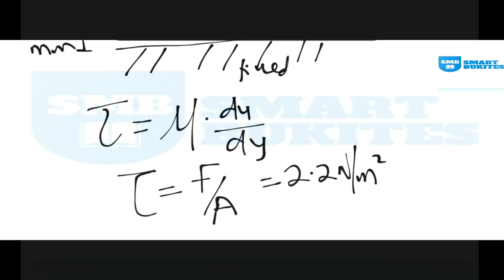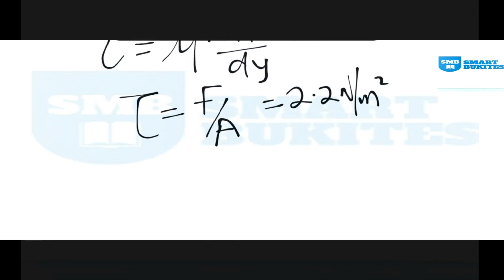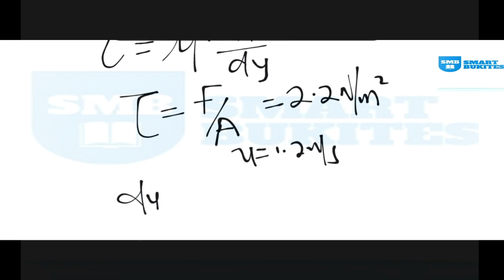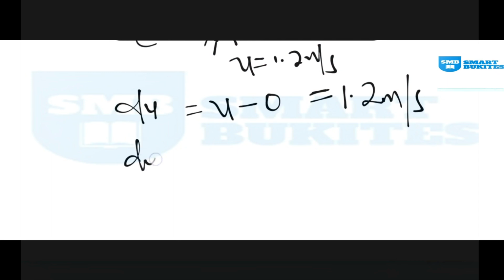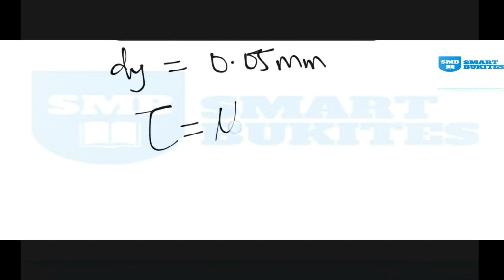Also, we are given the velocity at which the fluid is moving, that u is equal to 1.2 meters per second. Therefore, du, which is the change in velocity, is going to be u minus 0. So du is the velocity we are given, which is 1.2 meters per second. And for dy, that is the change in distance between the plates, and we are given the distance already to be 0.05 millimeters.